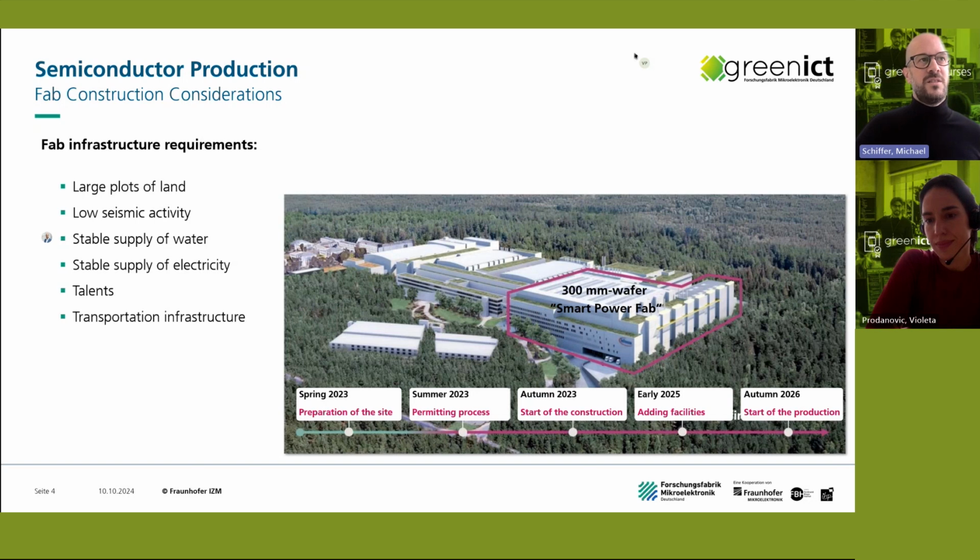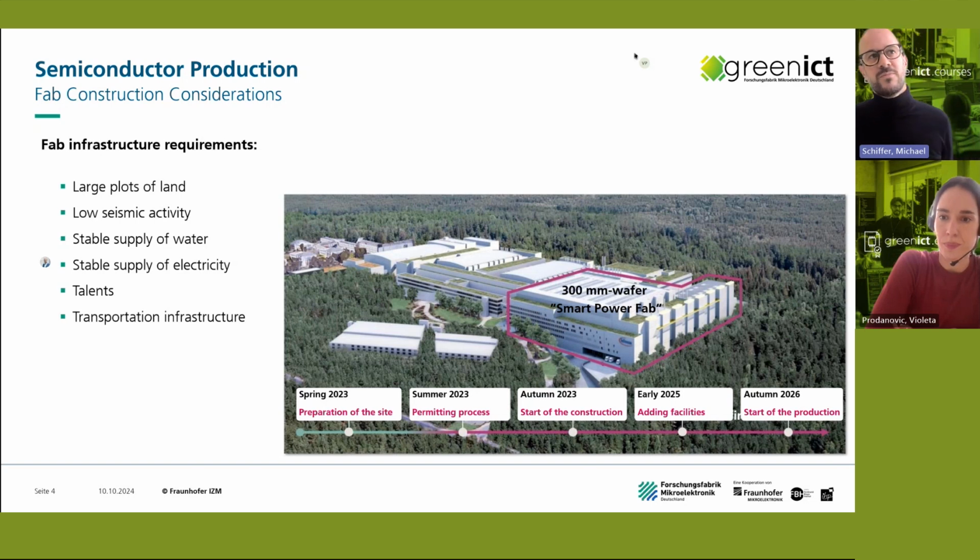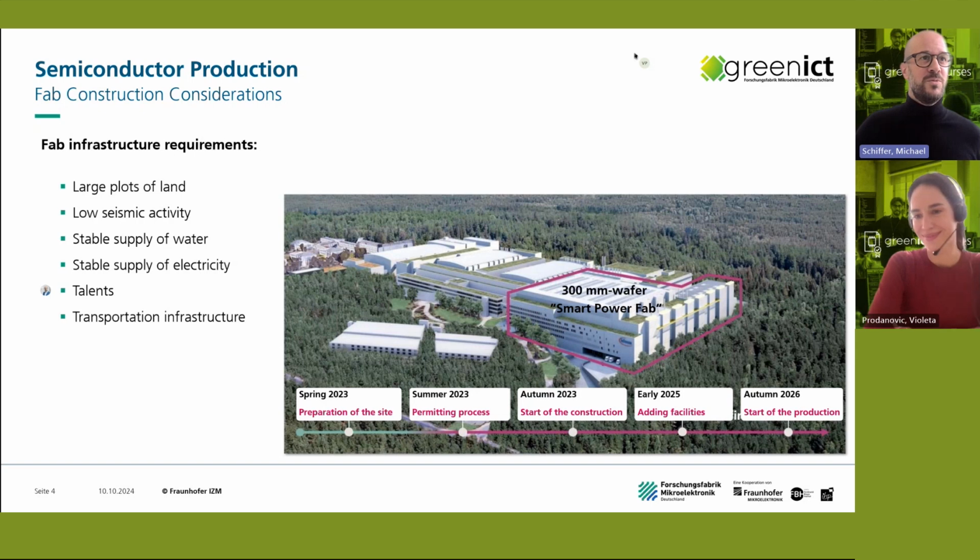You will definitely need a stable water supply, because this is one of the major concerns for large fabs, especially for the surroundings of such fabs. We need a stable supply of electricity. You need talents. Depending on what kind of advanced node you are fabricating, it's more valid or less valid. But anyhow, you need some kind of attractive surrounding around your fab so that people will come to you. And you will need a lot of transportation infrastructure because clearly you need material going in and out.